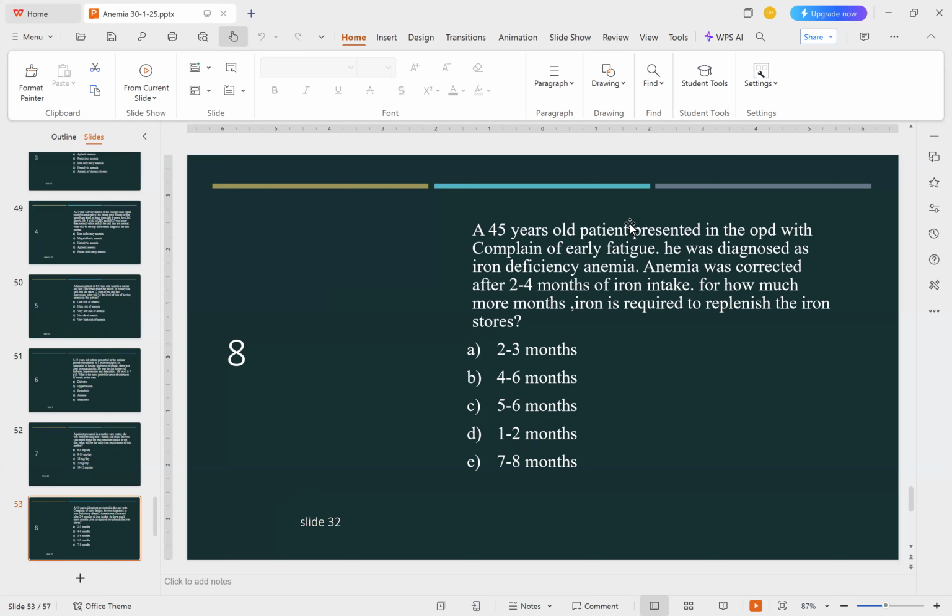An old patient presented in the OPD with a complaint of early fatigue. He was diagnosed with iron deficiency anemia, and the anemia was corrected after 2 to 4 months of iron intake. For how many more months is iron required to replenish the iron stores? 2 to 3 months, 4 to 6 months, 5 to 6 months, 1 to 2 months, and 7 to 8 months. It'll be 4 to 6 months.